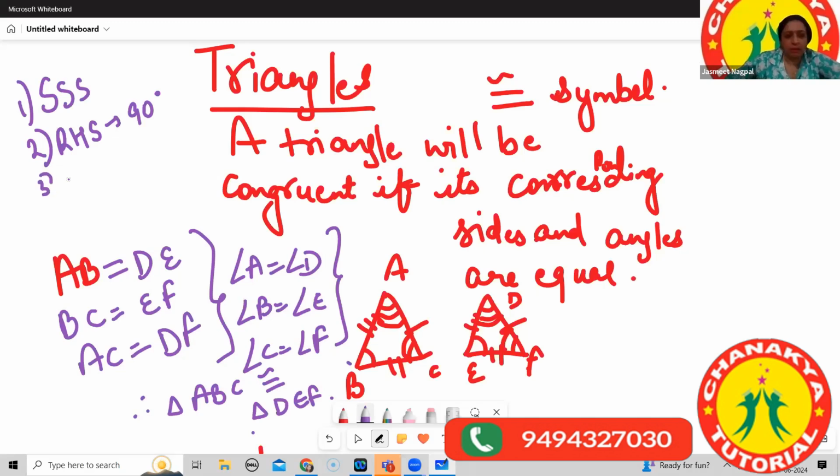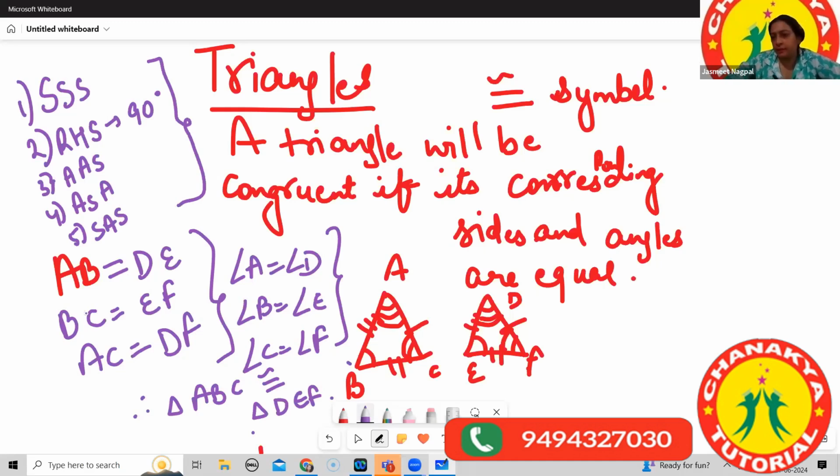And triple S is the criteria. AAS is the criteria, angle angle side. ASA is the criteria, angle side angle. And SAS is the criteria. So there are 5 criteria only. Triple A is not any criteria. Okay. I will explain this one verbally. No need to write it.